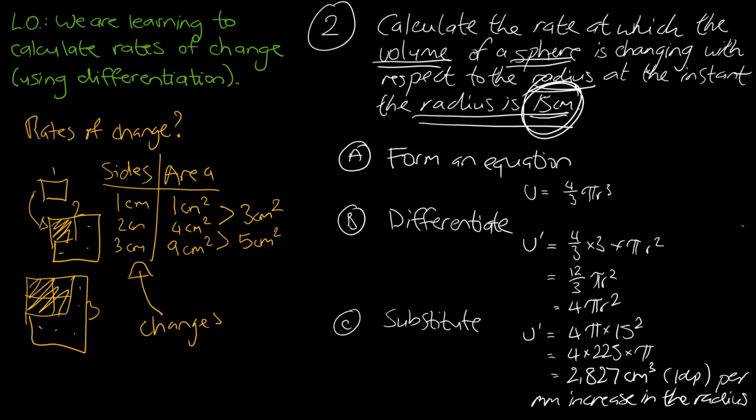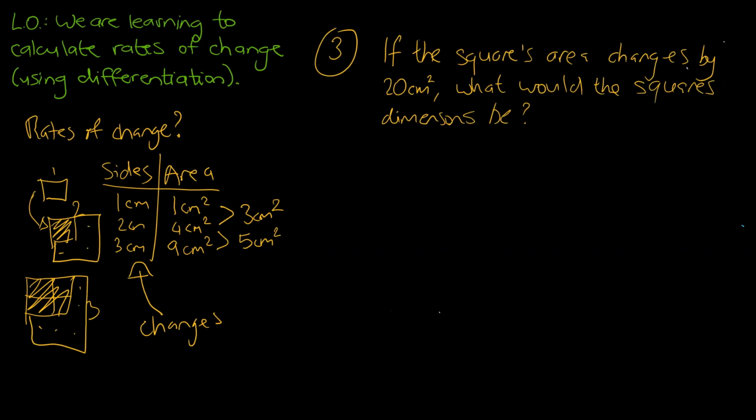So what we're going to do is I'm going to pause the video again, make sure you get this example down. So we've got 2 basic examples down. I'm going to do one more example just to show how we can extend this skill, and then we're going to get into heaps of practice. So we've got our example. I've written it down in yellow, and this does continue on from our initial discussion. So if the square's area changes by 20 centimeters squared, what would the square's dimensions be?